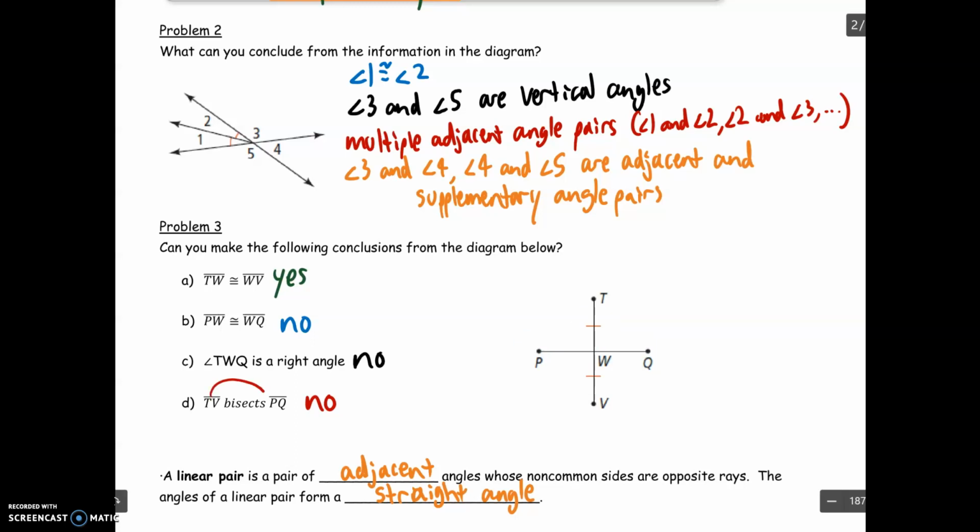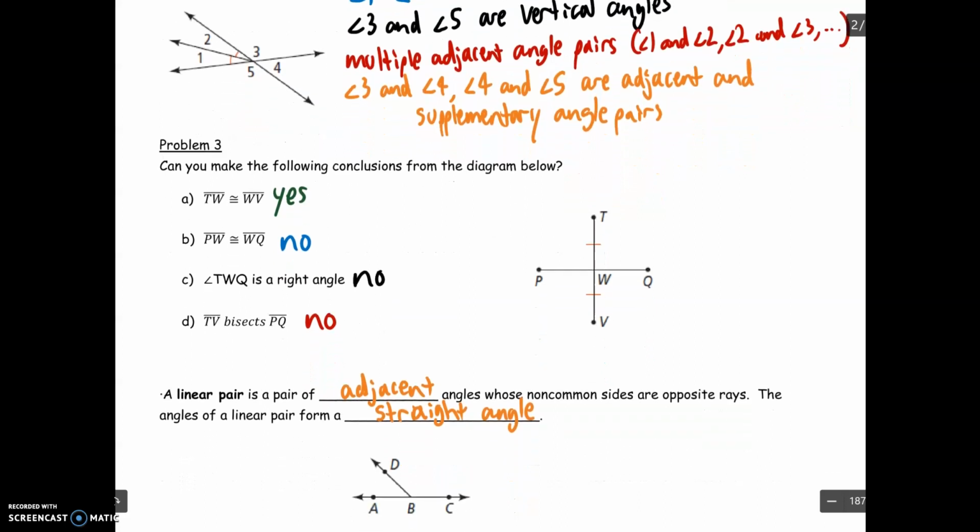For TV to act as the bisector, that's the segment that's doing the cutting. TV is cutting PQ in half. In this case, we would need the markings for that. I could reverse it, and in that case, we do have the evidence. PQ does bisect segment TV because we have the congruency marking: TW and WV are congruent segments.